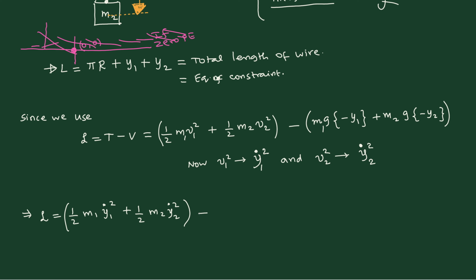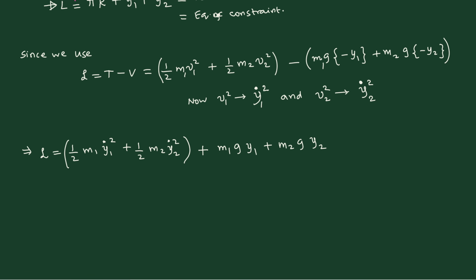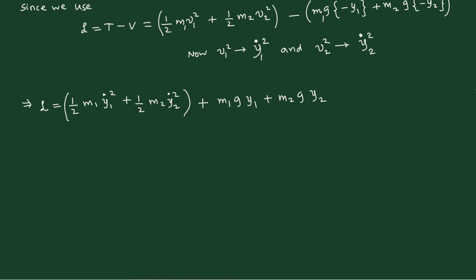Now let us go to the potential energy part. Then we will be having minus of minus, so that will become plus. We will be writing m1 g y1, then plus m2 g y2. Okay, I think this is fine. And now we have to use the equation of constraint to simplify.